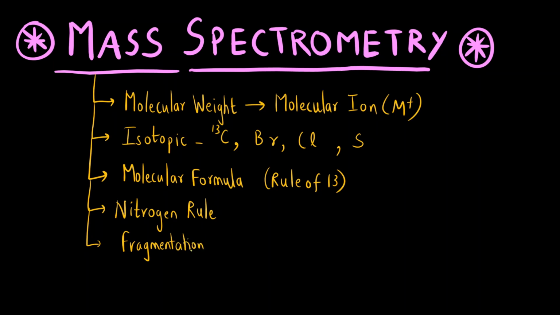We can come to know what all different fragments of the molecule are present in the unknown organic compound. So these are some of the information that we can get from mass spectrometry, or the mass spectrum that we measure.